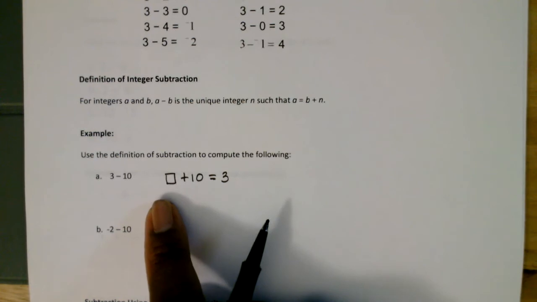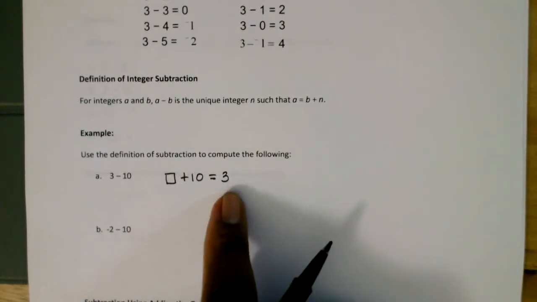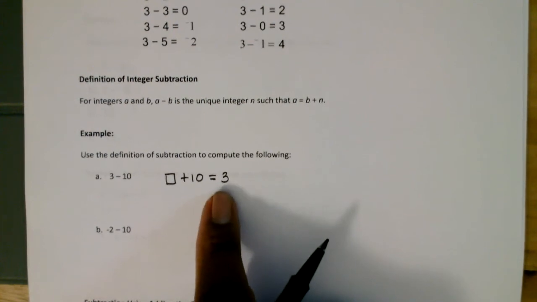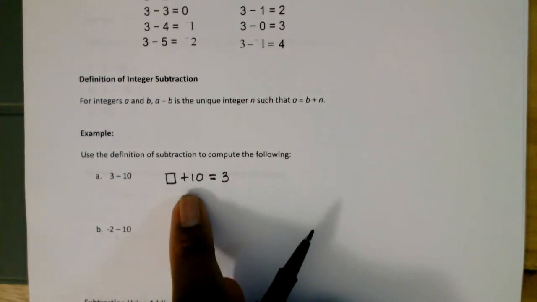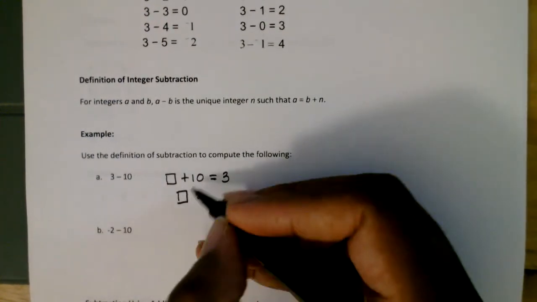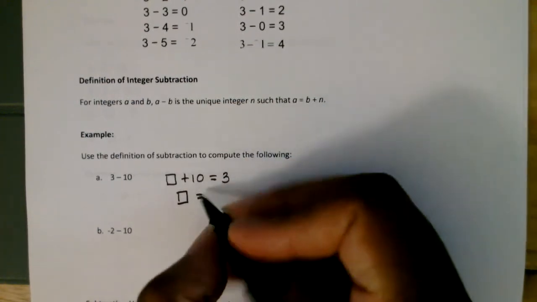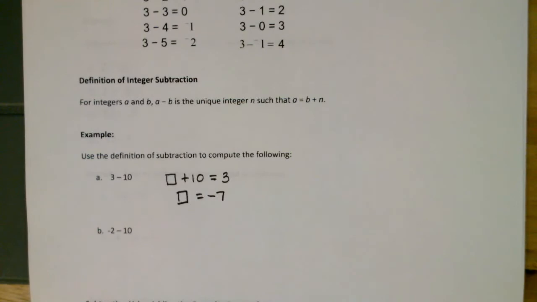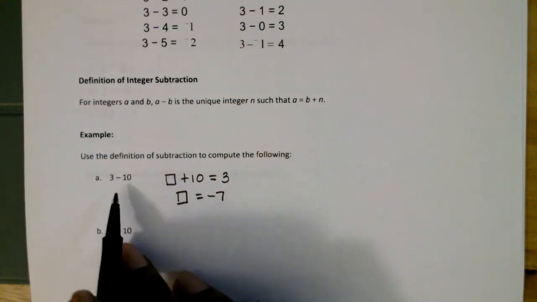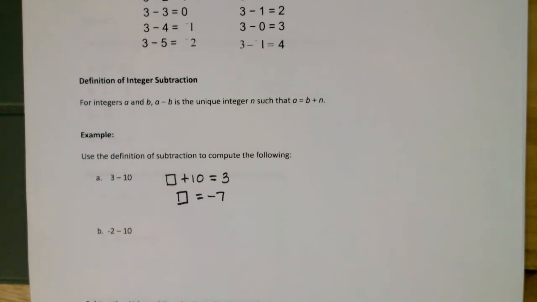Well, I know this. It's got to be a negative number because some number plus 10 is going to give us this number that's less than 10. So I know if 3 plus 7 gives us 10, then that means -7 plus 10 must give us 3. And besides, we're subtracting a bigger number from a smaller number, so that means that missing number has to be a negative number.